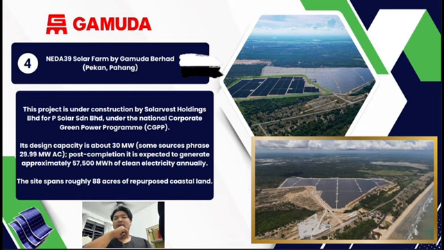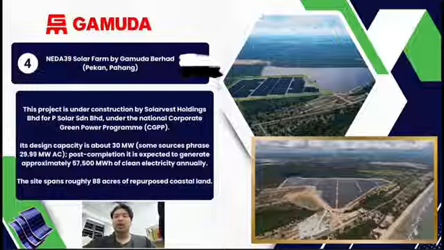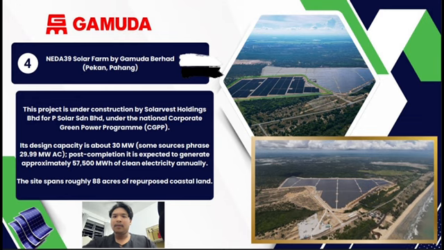Finally, we travel to the coast of Pahang, Pekan Pahang, for the NIDA 39 solar farm by Gamuda Berhad. With a design capacity of about 30 megawatts, this project is expected to generate approximately 57,500 megawatt hours of clean electricity annually. What's unique about this farm is its location, spanning roughly 88 acres of repurposed coastal land, demonstrating how solar energy can utilize various types of sites.